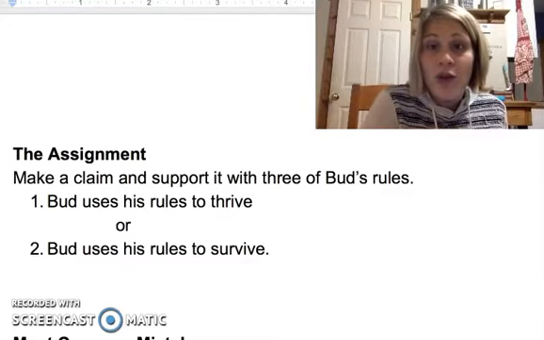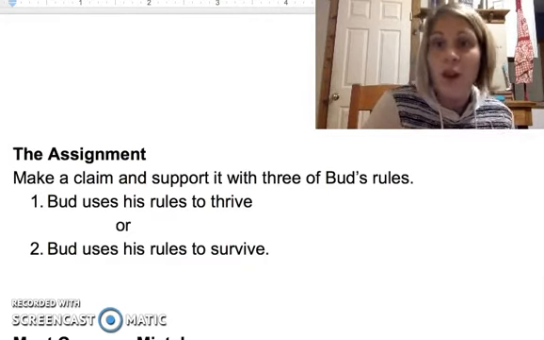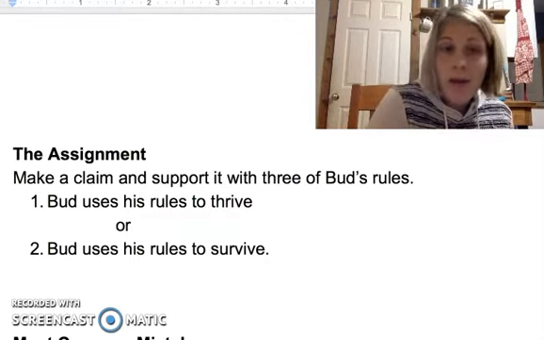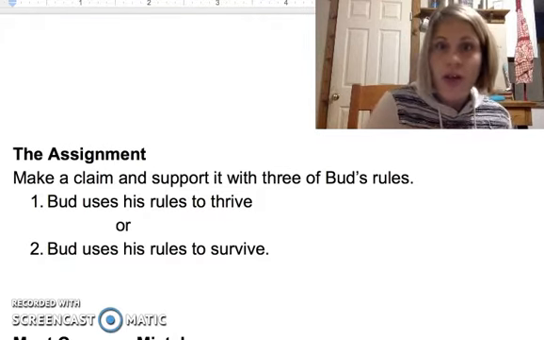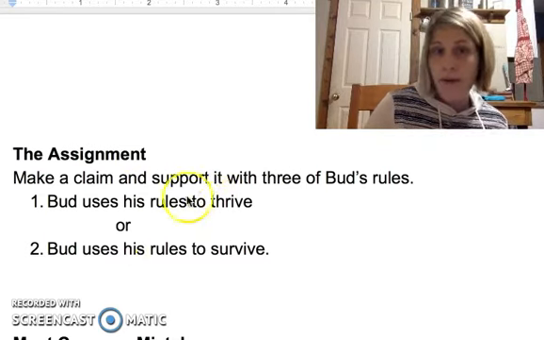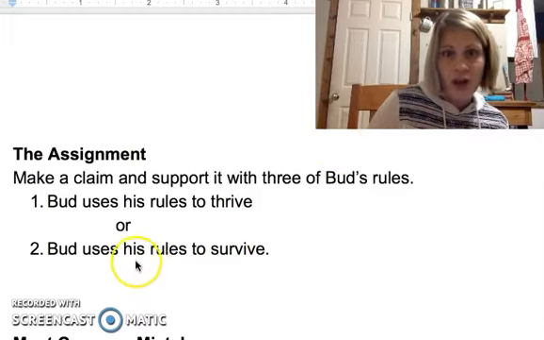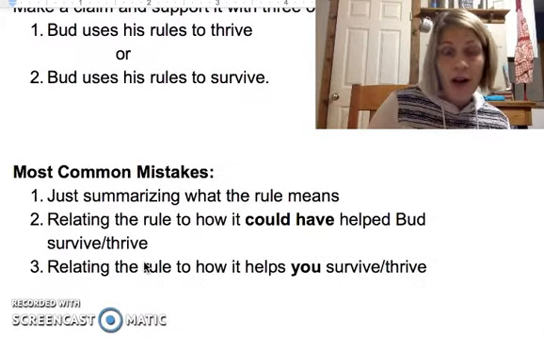Today I'm going to show you 4 of your paragraphs that could use some work and 4 that are really good examples of what we do want to do. So remember that our assignment was to make a claim and support it with 3 of Bud's rules. You're either going to argue that Bud uses his rules to thrive, and you did that by showing how he used 3 rules to thrive, or that Bud uses his rules to survive, and you would pick 3 rules to show how they survive. So here are the most common mistakes I found in your paragraphs.